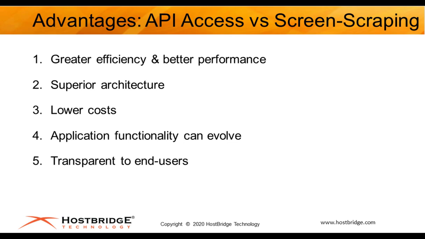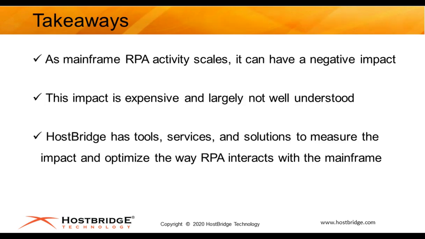I think we've probably covered this, but just to hit it again: API access versus screen scraping means greater efficiency and better performance, far better architecture, far lower cost, and application functionality can evolve normally. Finally, people can begin to enhance and improve some of those mainframe applications that they've been scared to touch, because everything that breaks, if in fact they did. And all of this can be transparent to the end users because it's cast over an API. So let's begin to wrap up and move into a Q&A period.